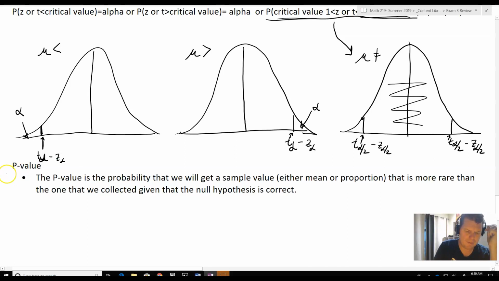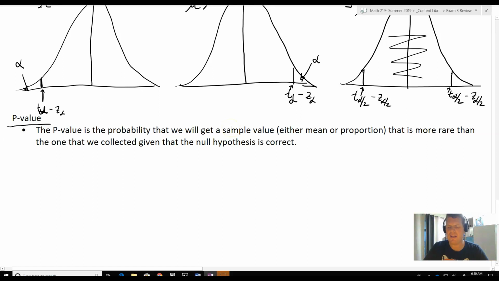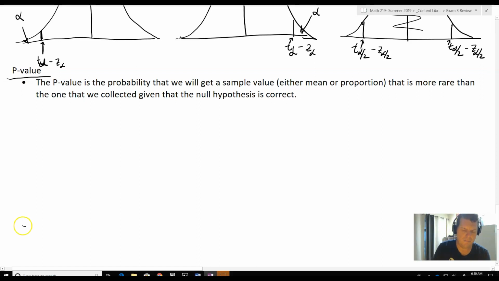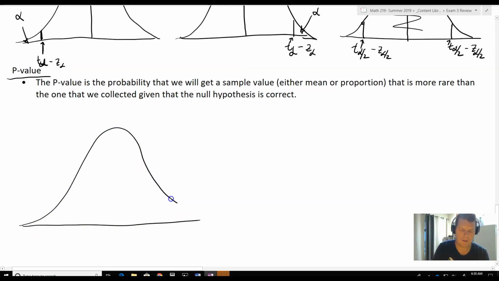The p-value method: the p-value is the probability that we will get a sample value, either mean or proportion, that is more rare than the one that we collected, given that the null hypothesis is correct. So, for example, suppose that I have a test statistic called t, and we'll let t be some value, t equals a. So we find the t value, here's a, it has a t value of t.